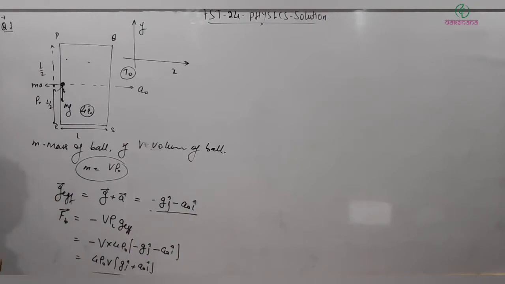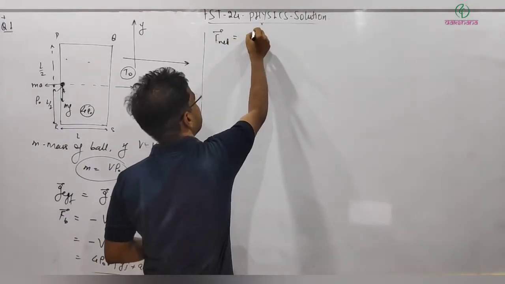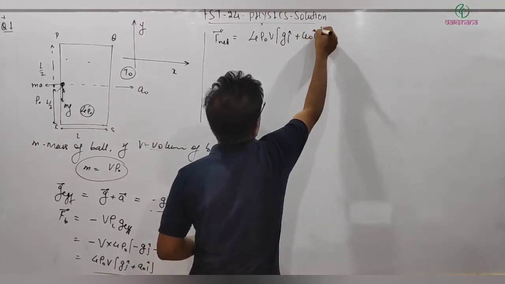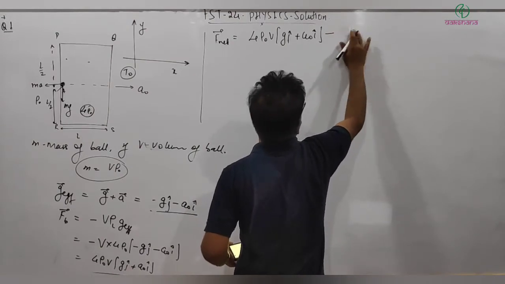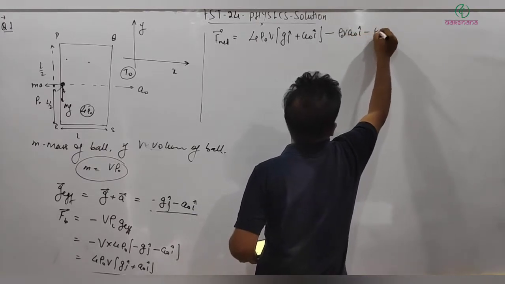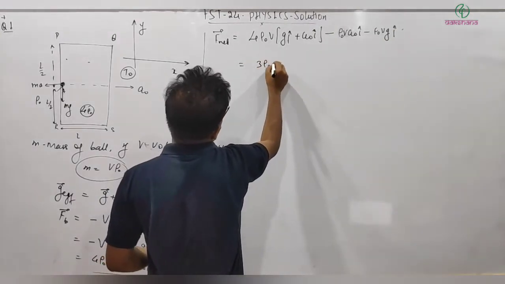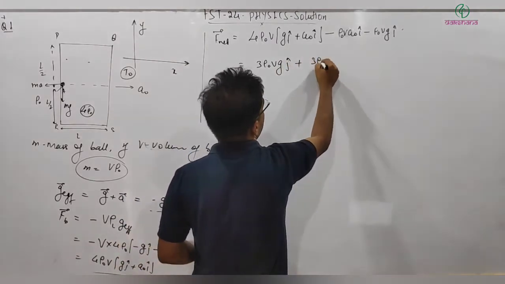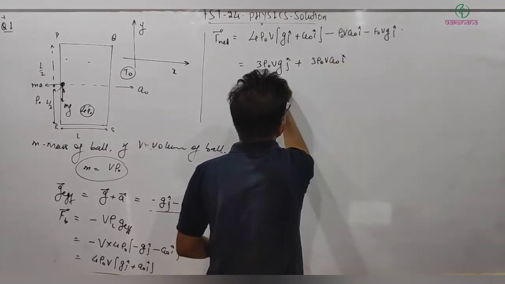So the total force acting on the ball, F net, is equal to 4 rho naught V into g j cap plus a naught i cap, and these two forces, that is minus mg effective: rho naught into V into a naught i cap minus rho naught into V into g j cap with signs as per the frame. This comes out to be 3 rho naught V g j cap plus 3 rho naught V into, sorry, not g, it's a naught i cap. So these are the total forces.